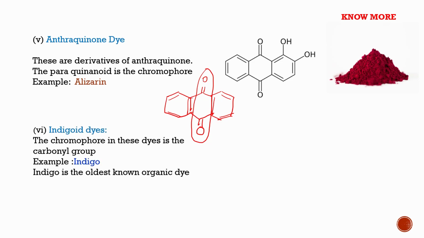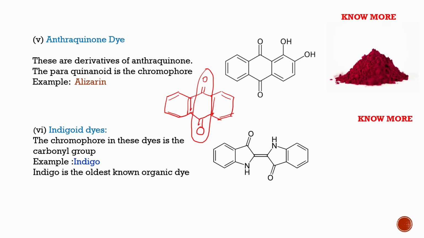Next is indigoid dye. The chromophores in these dyes are the carbonyl groups. This is the structure of indigo, which is an example of indigoid dye. And here these carbonyl groups are the chromophore. Indigo is the oldest known organic dye. And this is the color of indigo, you know very well, the color of your blue jeans.